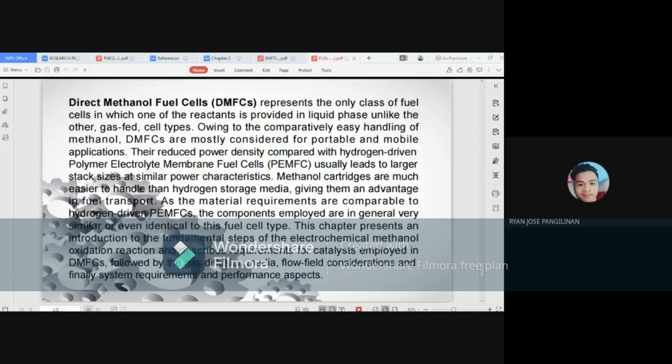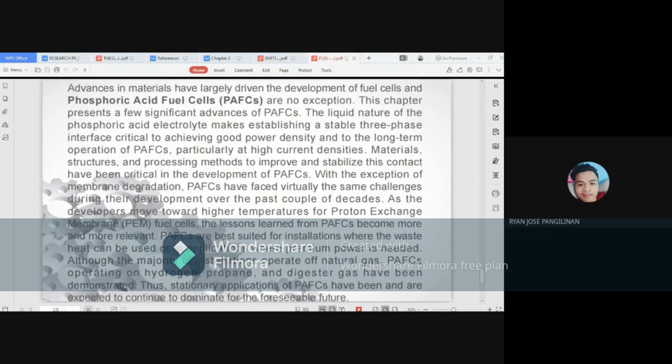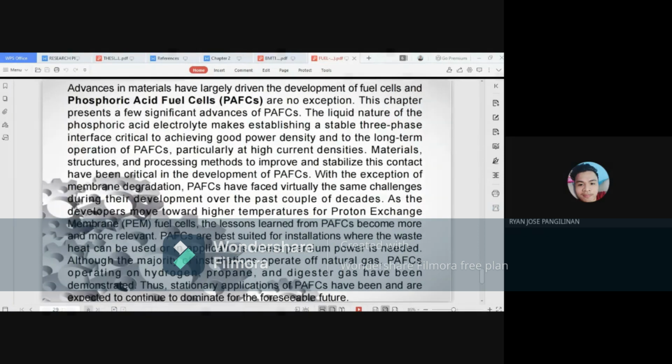The fundamental steps of the electrochemical methanol oxidation reaction describe the requirements for catalysts employed in DMFCs, followed by the gas diffusion media, flow field considerations, and finally system requirements and performance aspects. So that was for the direct methanol fuel cells. The next one is the phosphoric acid fuel cells.